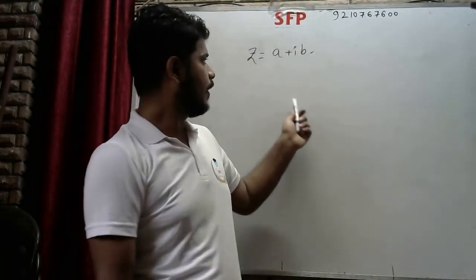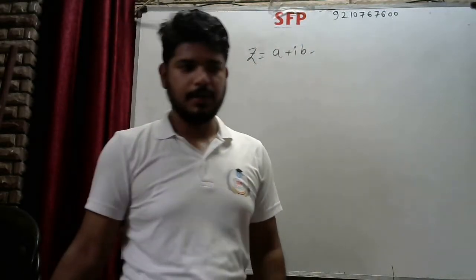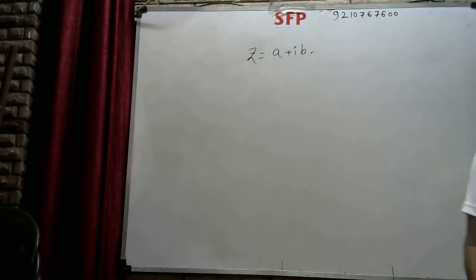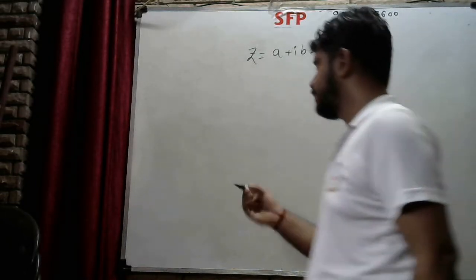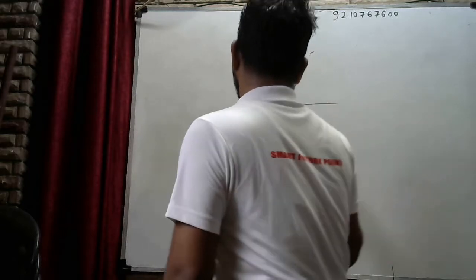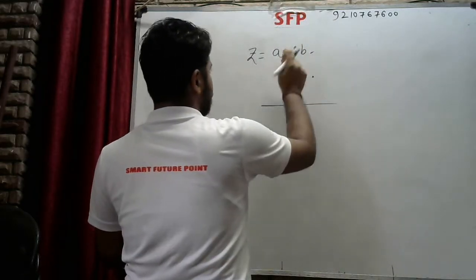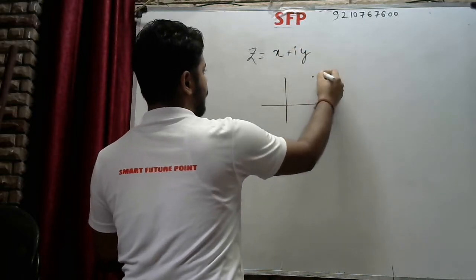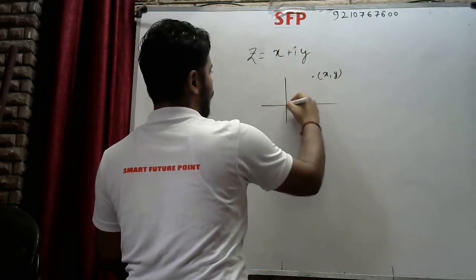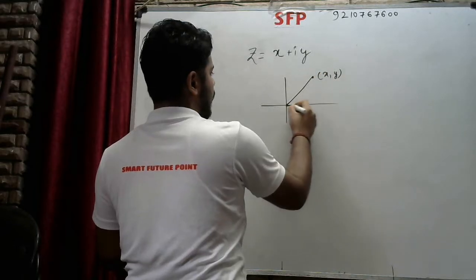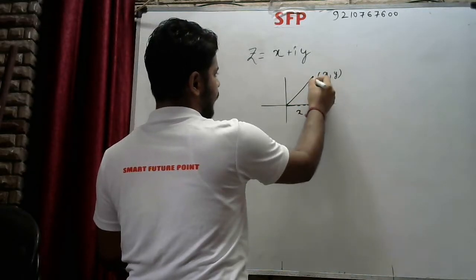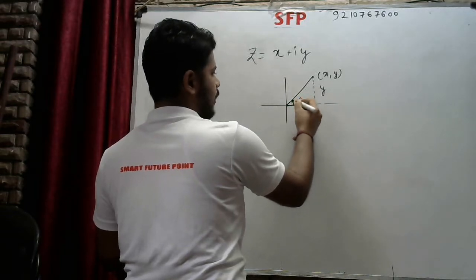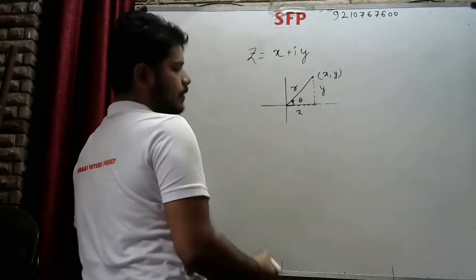So I have taken here z is equal to a plus iota b, and I have to represent this in the polar form. Now, in Argand diagram, I told you I can represent it as, suppose this is x, iota y, this is (x, y). Then this part is x, this part is y, this is your theta, and this is r. R is known as modulus.